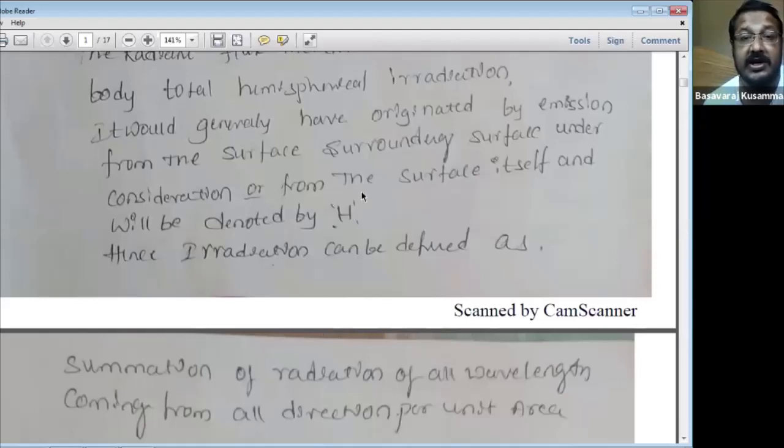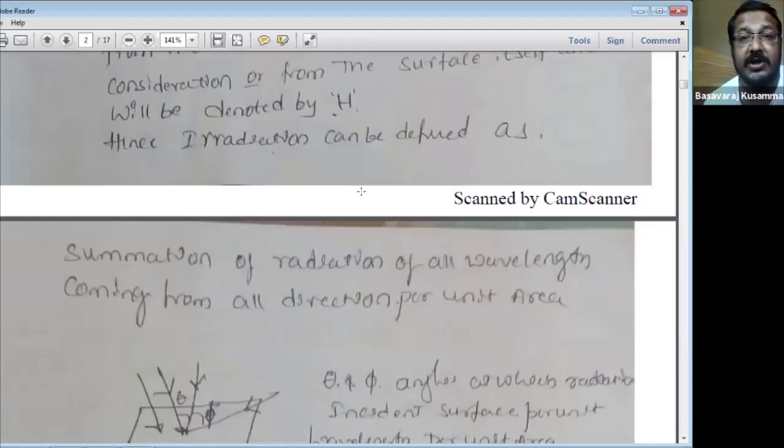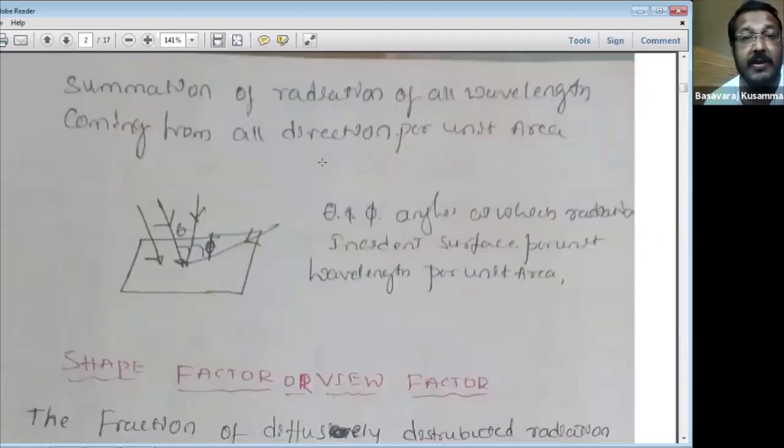Hence, the irradiation can be defined as the summation of the radiation of all wavelengths coming from all directions per unit area.